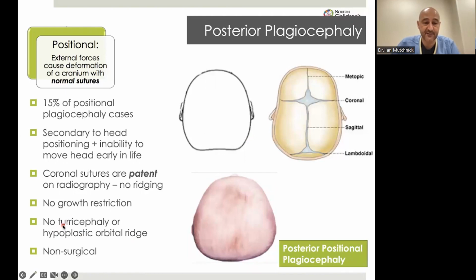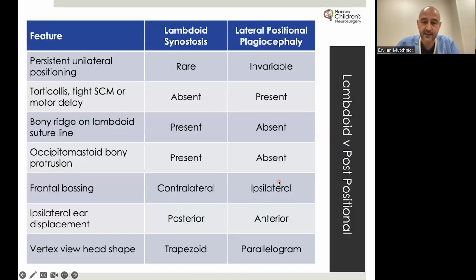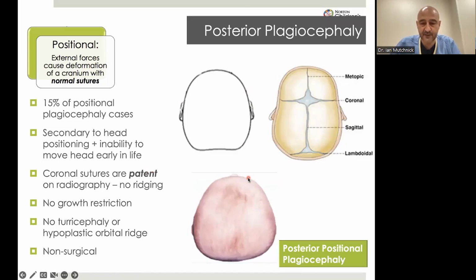There's no turricephaly, there's no hypoplastic skull base or anything like that. And again, the coronal sutures are patent. So there is a brachycephaly, right? We flattened it in back, and so it is shorter front to back. Shorter front to back. So there is a brachycephaly, but there is no turricephaly.